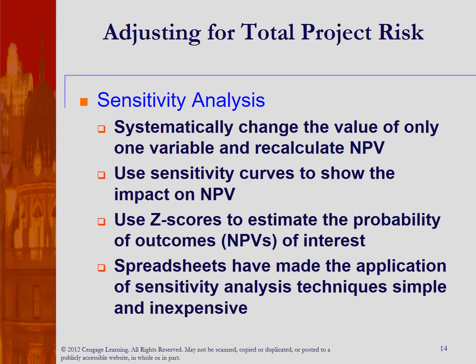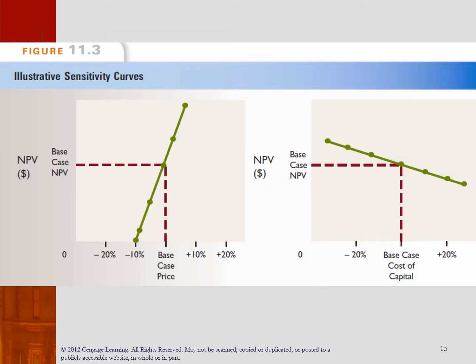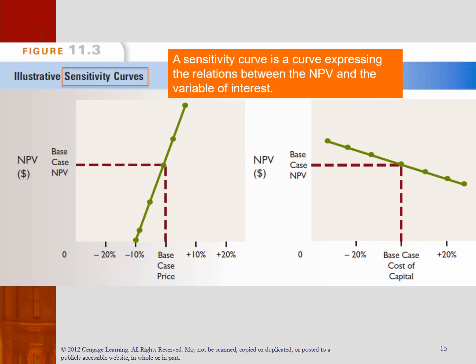A firm can also use the sensitivity analysis to estimate the change in the net present value given a change in one of the cash flow elements. The analysis provides the decision maker with the information how sensitive a project's return is to changes in a particular variable. For example, by using the sensitivity curve, which is a curve expressing the relations between the net present value and the variable of interest.